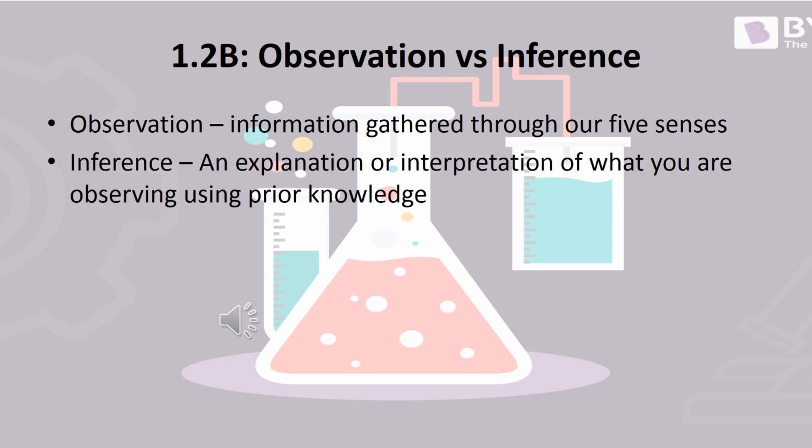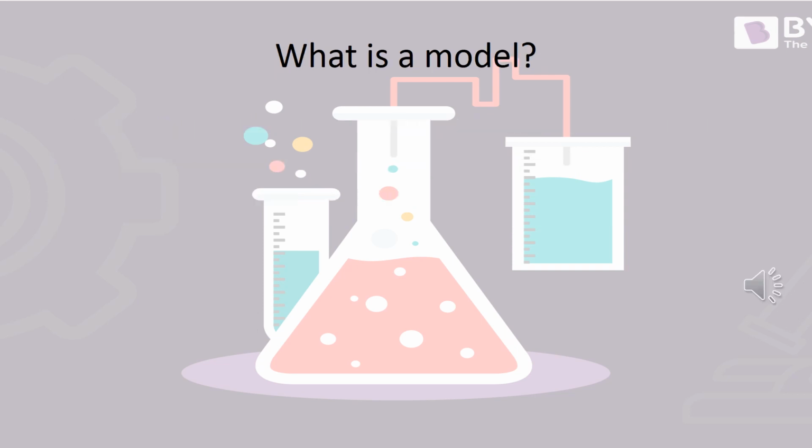Okay, let's continue with lesson 2. First, we're going to start with observation versus inference. Observation is the information gathered through our 5 senses. Inference is an explanation or interpretation of what you're observing using prior knowledge. You use your observations to make inferences, and then your inferences to make what is called models.